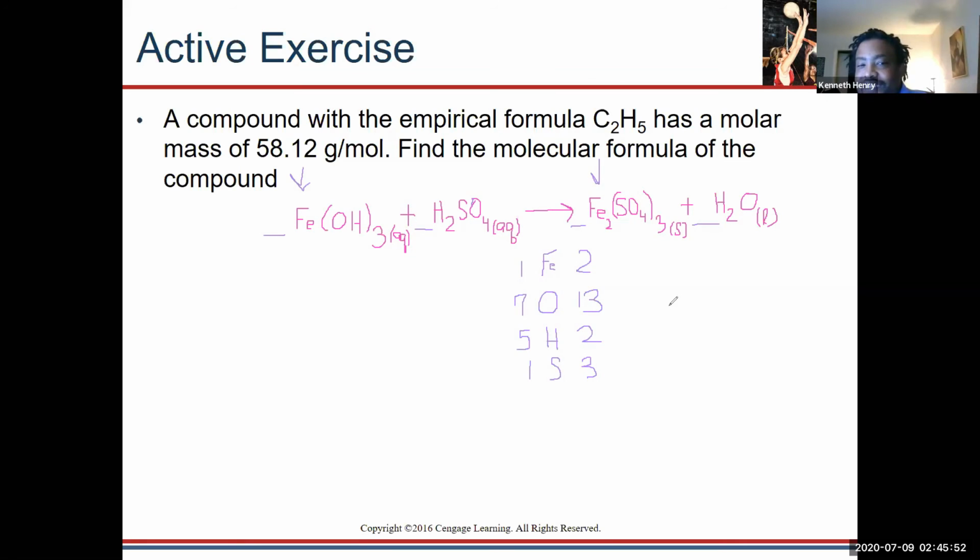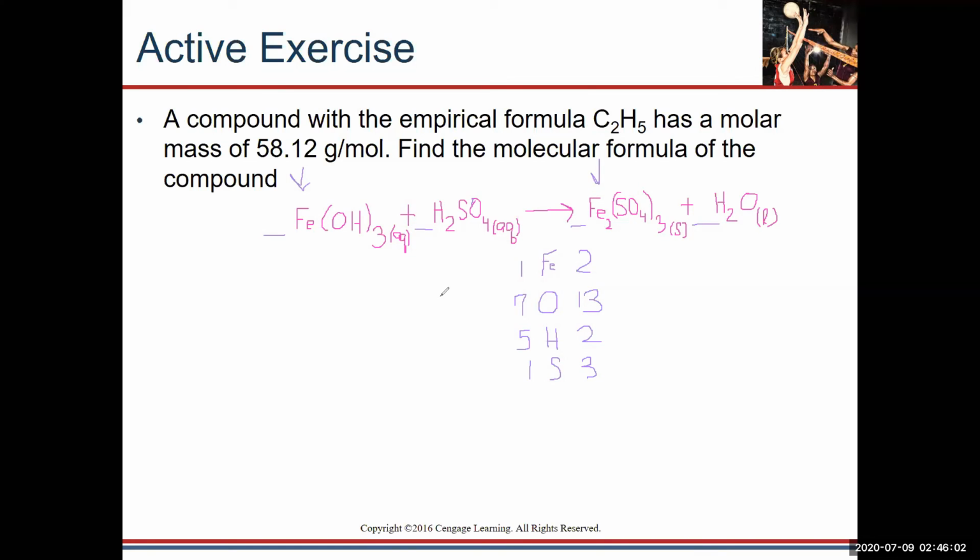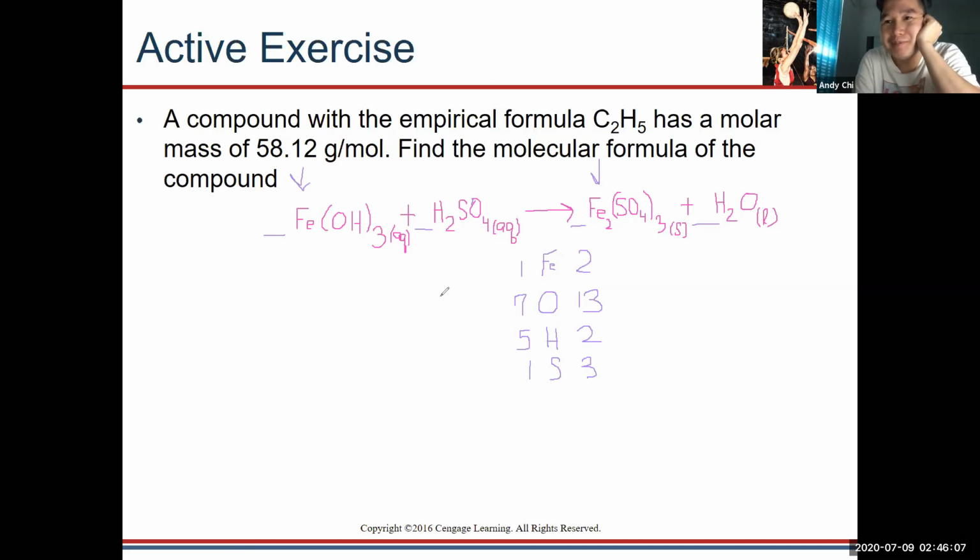Okay, you guys got that so far? Yes. Okay, so now here's the hard question. For iron, is it balanced on both sides? No.